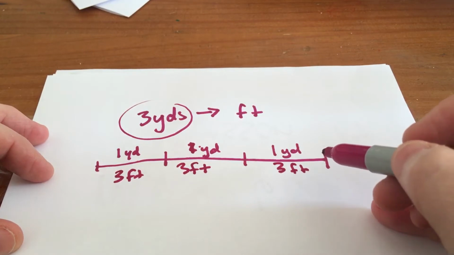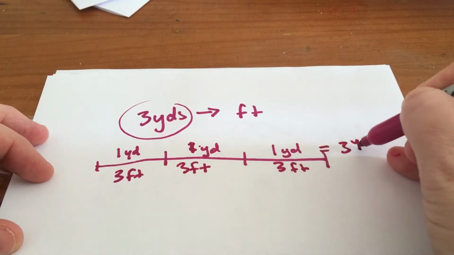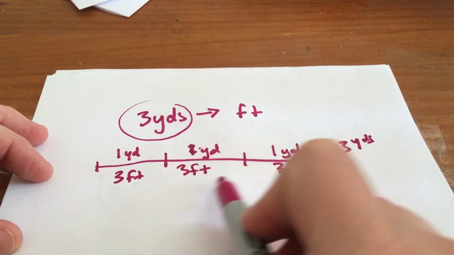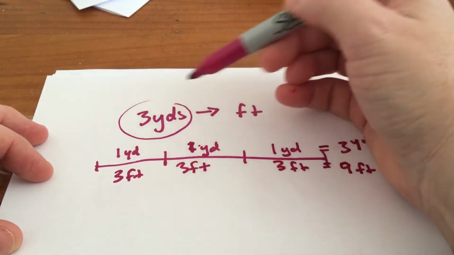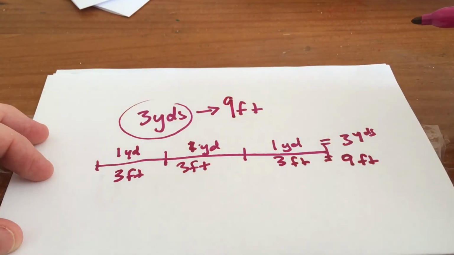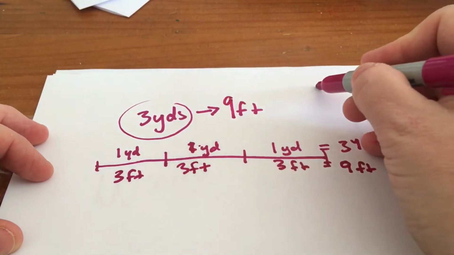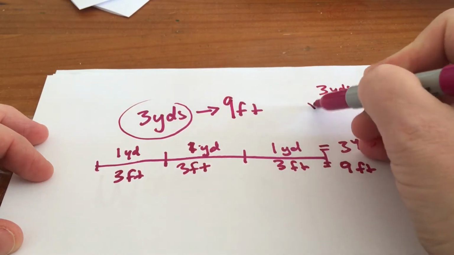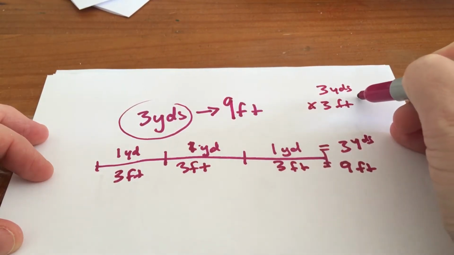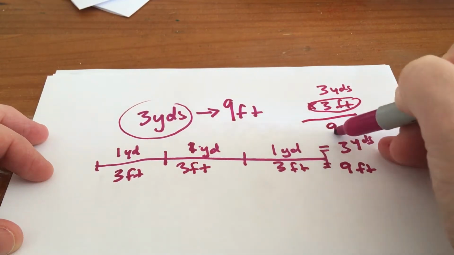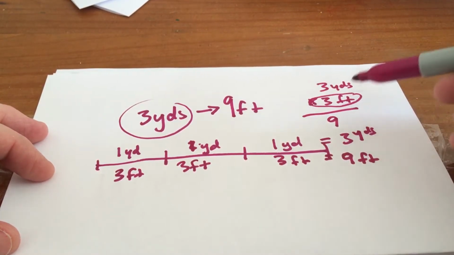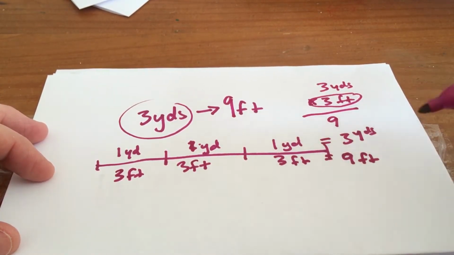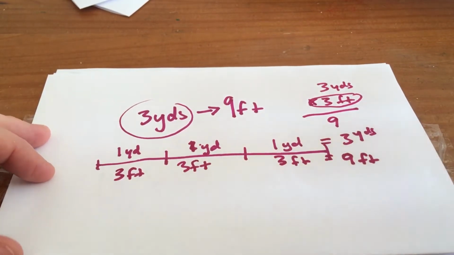So now you have a picture. If this is 3 yards, 3 plus 3 plus 3 is 9 feet. That means 3 yards equals 9 feet. The simpler way to do it would be 3 yards times 3 feet, because in every yard there's 3 feet, which would be 9. Sometimes it's hard to know if that's what you do, because you won't get into this now, but in later lessons, probably next year, you'll have 2 steps that you'll have to find.